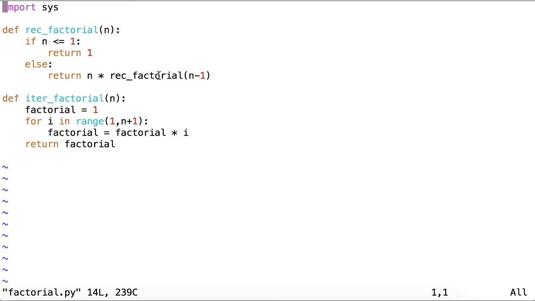In this module are two methods which perform the exact same thing, but in two different ways. They both return the factorial of a number n, the factorial of an integer n. Rec factorial, that is recursive factorial, does so recursively. Iter factorial, that is, iterative factorial, does so iteratively.